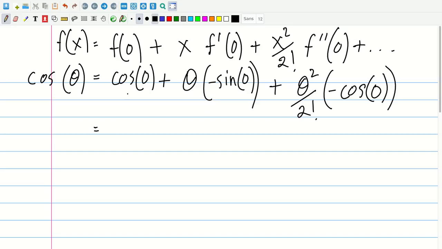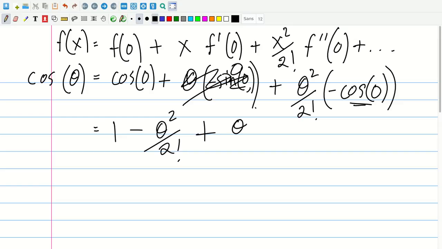Now, what's neat is that cosine of 0 is 1. Sine of 0 is 0, so that term is completely gone. And I end up getting minus theta squared over 2 factorial times 1, because again, cosine 0 is 1. And if you keep going, you won't get a third term because that'll have a sine 0, but you get a fourth term, which will have theta to the 4 over 4 factorial. So that's the expansion of cosine theta.